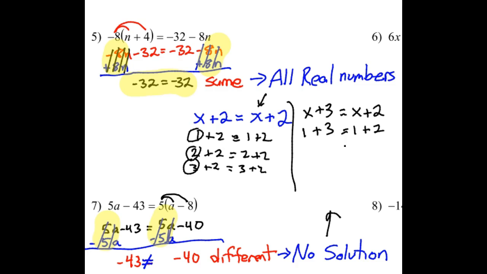There's no way to get the same number. So no matter what number I use here, these will never be equal to each other. There's no way for that to happen. And that's how you get no solution. That's why we have different numbers.